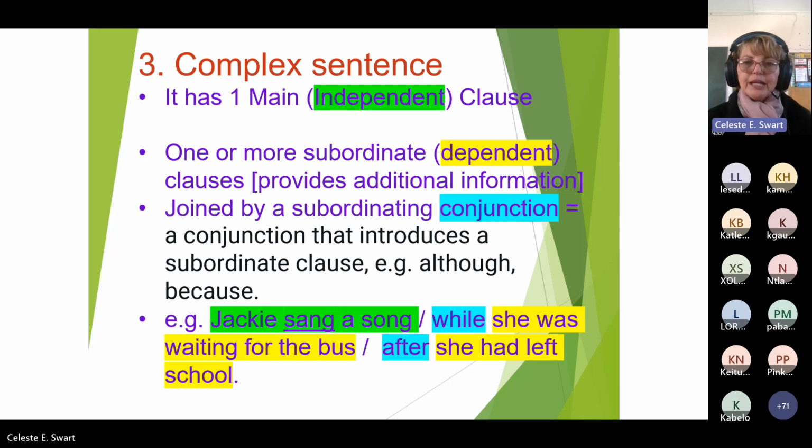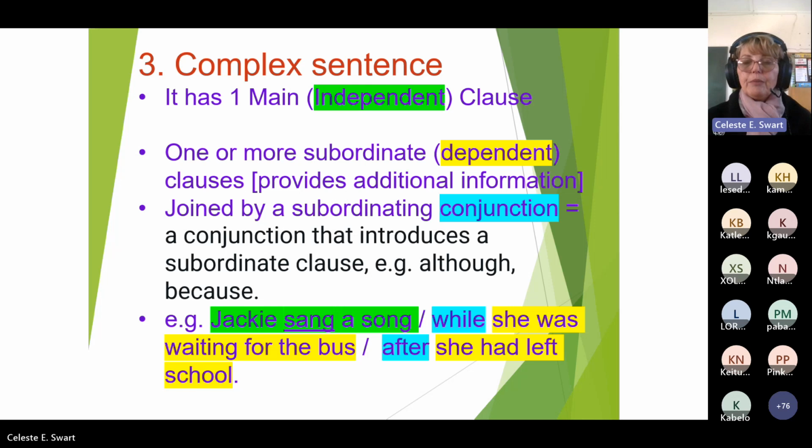Now let's look at this one, and it's color-coded to help you. Jackie sang a song while she was waiting for the bus after she had left school. Jackie sang a song is our independent. It's our main clause. The two conjunctions here that are linking these three sentences are while and after, and our dependent clause is she was waiting for the bus, and the second one is she had left school.